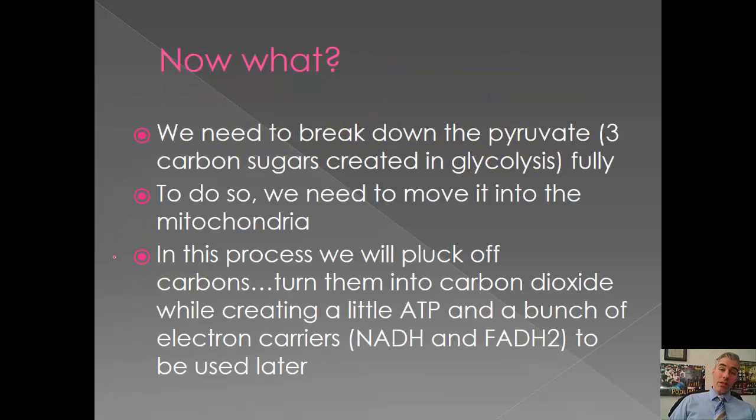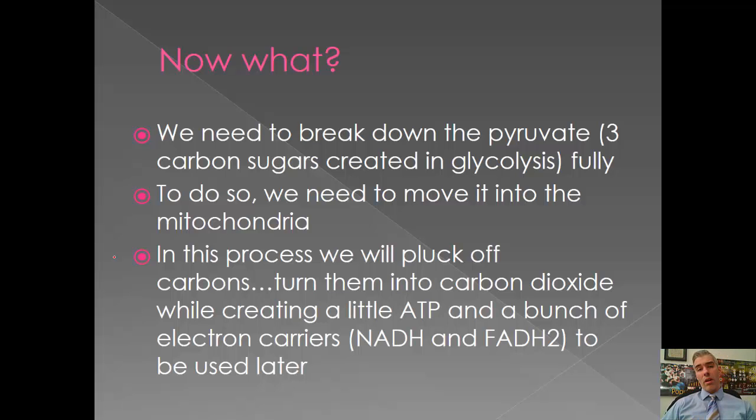All right, so now what? We have a couple ATP, we have a few electron carriers, and we have this stuff called pyruvate. Well, our goal now is to actually completely break down that pyruvate and remove most of the free energy from the rest of the molecules. So in order to do this, we have to now shuttle that pyruvate into the mitochondria. So now we're getting into the mitochondria's role in all of this.